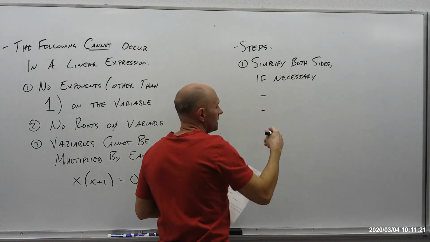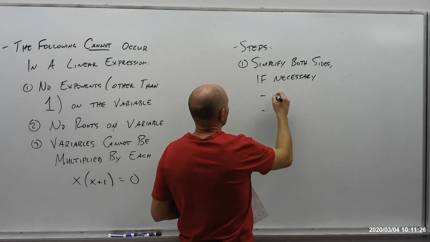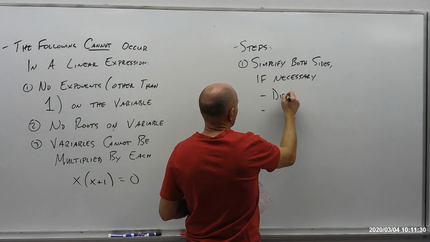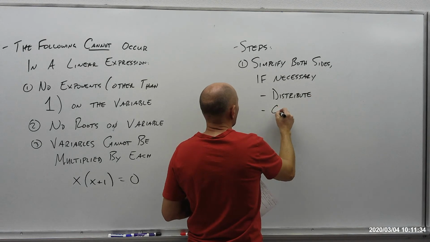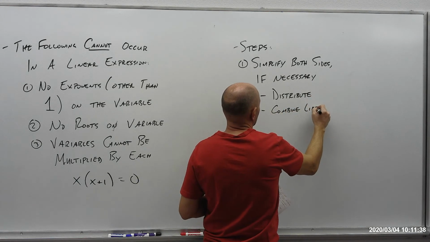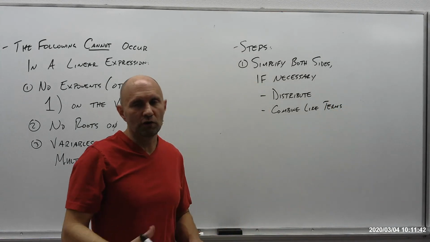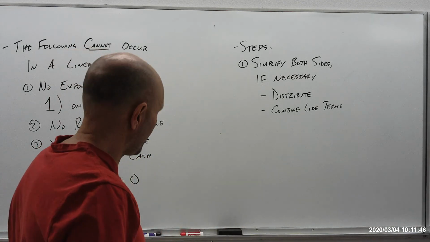And this is usually one of two things. I alluded to it a little earlier, which is what? Either distribute or combine like terms. And it could be both of these. We might have to distribute a number in front of a parenthesis and then combine like terms after that.